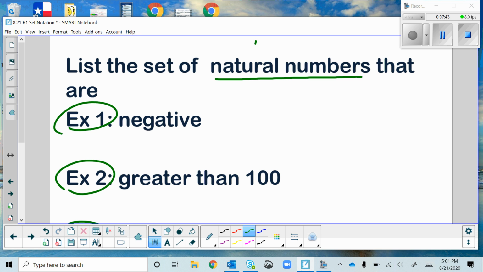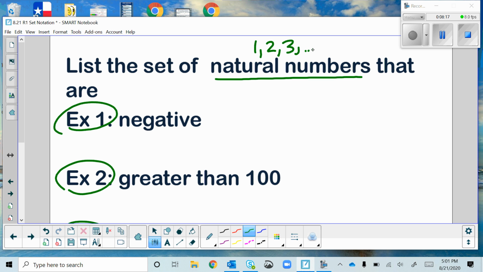So as a review, it's 1, 2, 3, and so on. So I want you to pause your video and think about what kind of natural numbers are negative. You should have maybe been a little bit stumped on that one, even for just a moment, because there are no negative numbers. And that wasn't necessarily to trick you so much as I wanted it to come up for you in an organic way so that I could then tell you how to handle set notation in this situation.